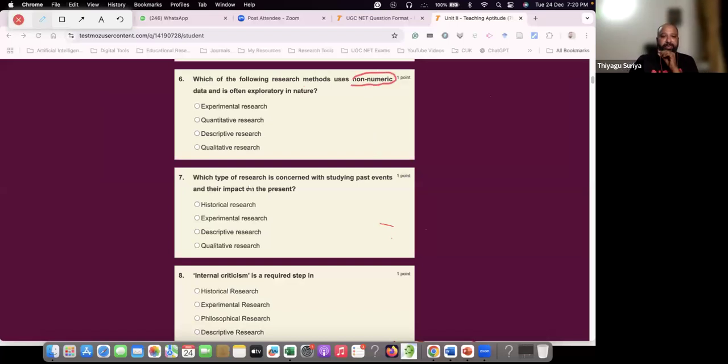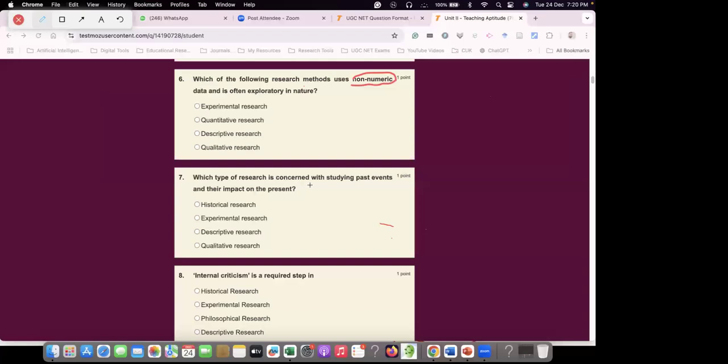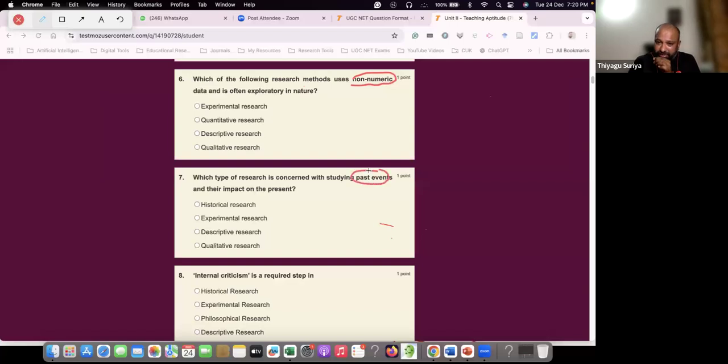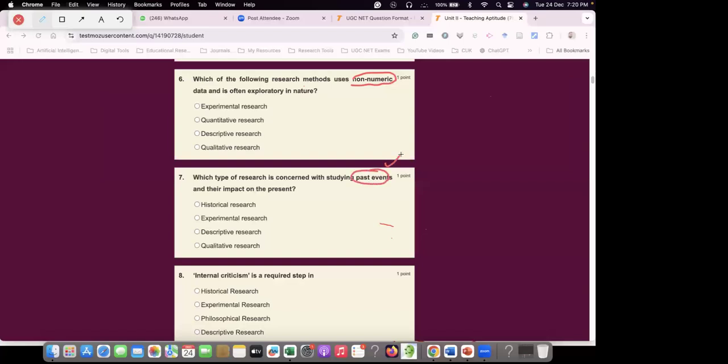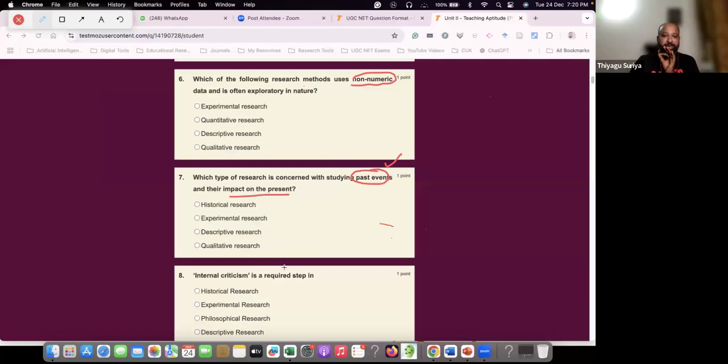Very simple answer, right? Which type of research is concerned with studying the past? What is the key term here? Historical research. It is about how past events impact the present. So the past event's impact on the present is automatically historical research.